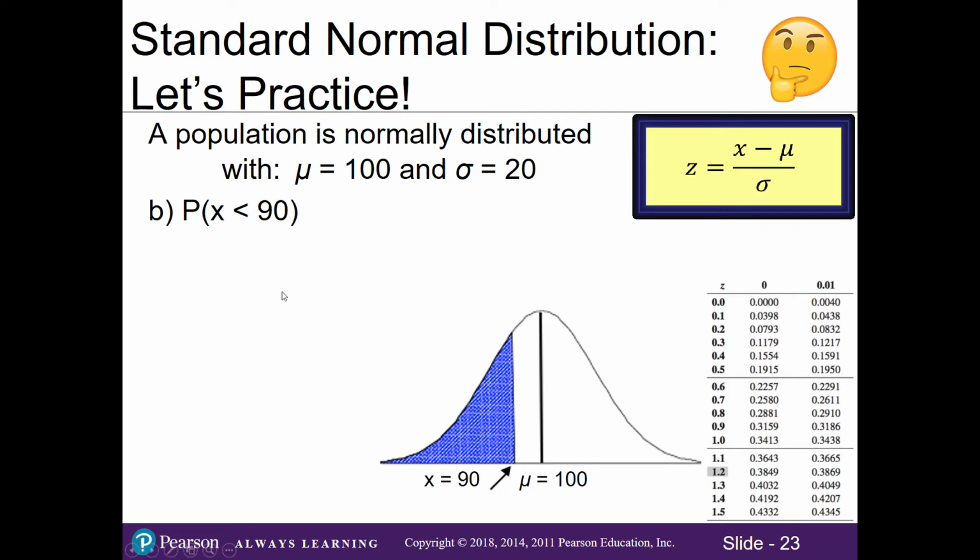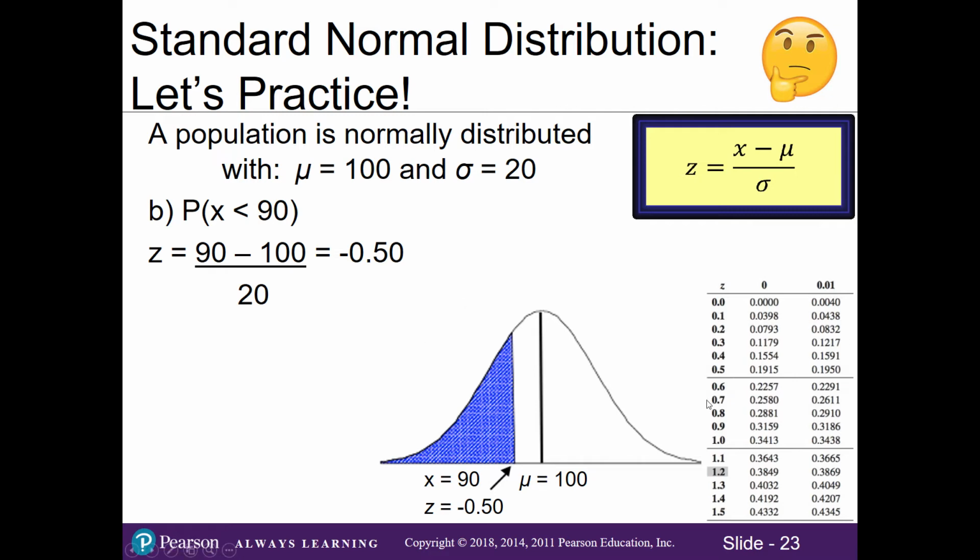In part B, it's asking us to find the probability that x is less than 90. So again, I draw my curve, mark my mean in the center, and identify where 90 potentially falls. It doesn't have to be perfect, it's just a rough sketch, so I know which side of the curve I'm on. Again, I'm going to convert my x value into a z value by taking 90 minus 100 and dividing it by 20. That gives me a negative 0.5 for my z value. The negative tells me I'm on the left side of my curve, just so I'm in the right direction.